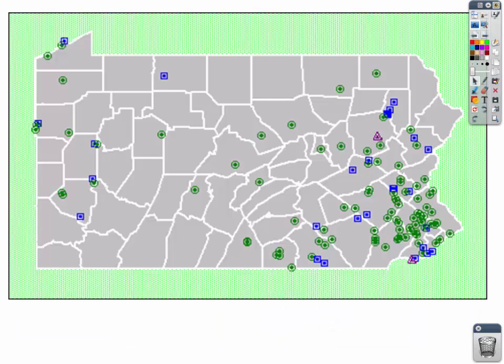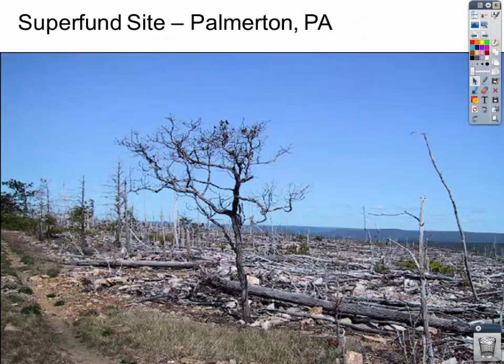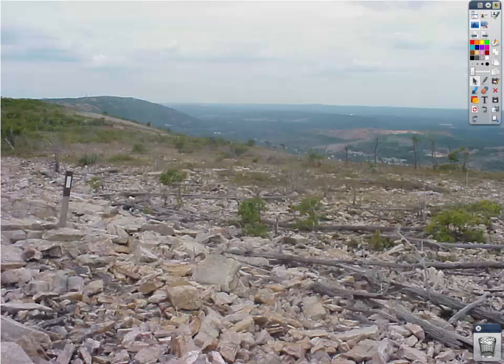If we look at Pennsylvania and the Superfund sites here, you see a lot are clustered around the Philadelphia area along the Delaware River, and you also see there's a bunch in Montgomery County. There's actually 12 in Montgomery County. And just to remind you, I did present this one to you before, the Superfund site in Palmerton, where there was a zinc factory nearby that was emitting some heavy metals, and it basically killed all the life on a nearby mountain, and it looks like a disaster area today.